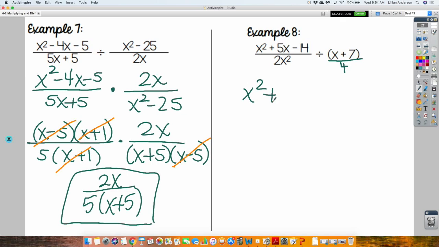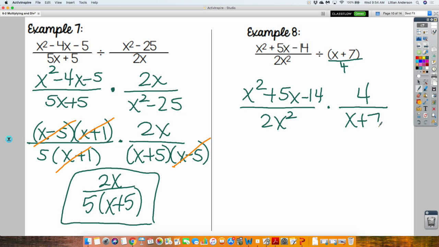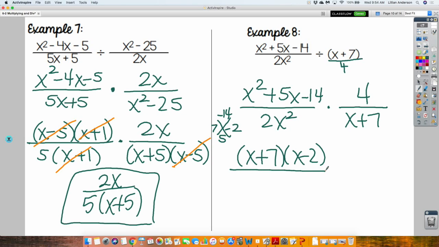We're still going to do what to start? Keep, change, flip. And then we're still going to factor. So when I flip this, this becomes over x plus 7. How does the top factor? Two numbers that multiply to give negative 14 and add together to give 5. Watch your signs: negative 2, because I've got to get a positive 5. So x plus 7, x minus 2.